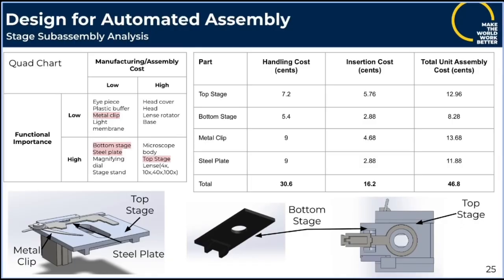We redesigned the stage subassembly for automated assembly. We noticed from the quad chart that the stage subassembly has high functional importance, but room for lower cost. Before redesign, the stage subassembly has a handling cost of 30.6 cents, an insertion cost of 16.2 cents, and a total unit assembly cost of 46.8 cents.